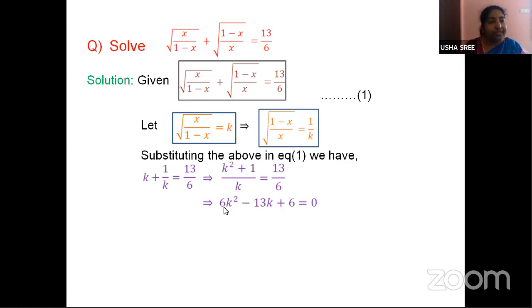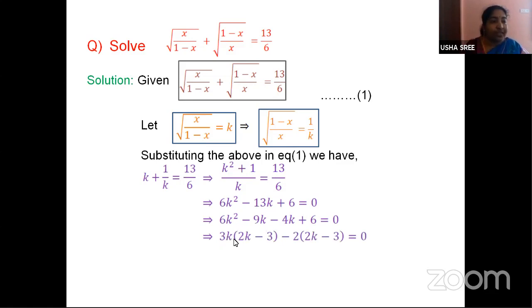So you will have it as 6k square minus 13k. That 13k which is there on the other side of the equality, we are getting to the left hand side. So 6k square minus 13k plus 6 is equal to 0. Then this minus 13k, I'm just splitting it as minus 9k and minus 4k. Hope by this time you got the idea. I'm going for factorization method.